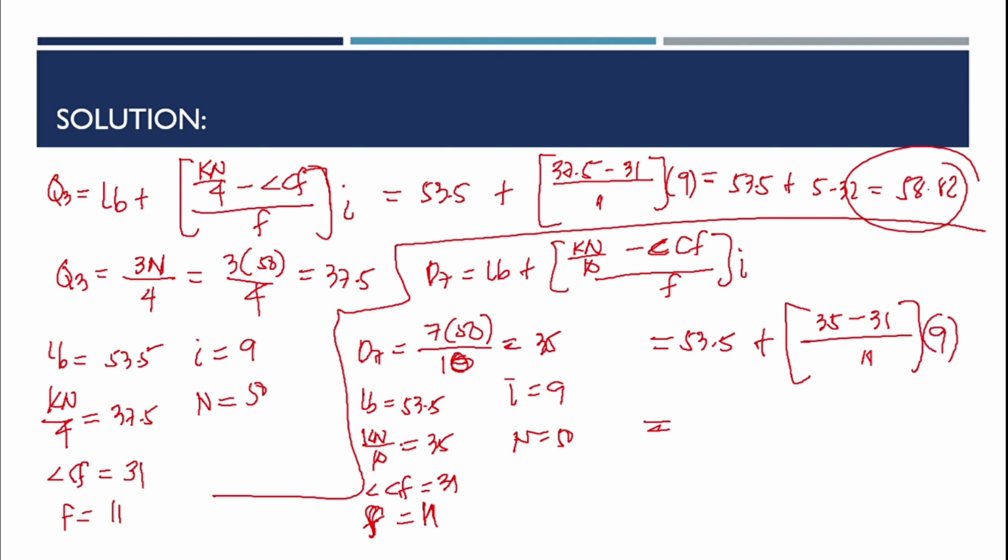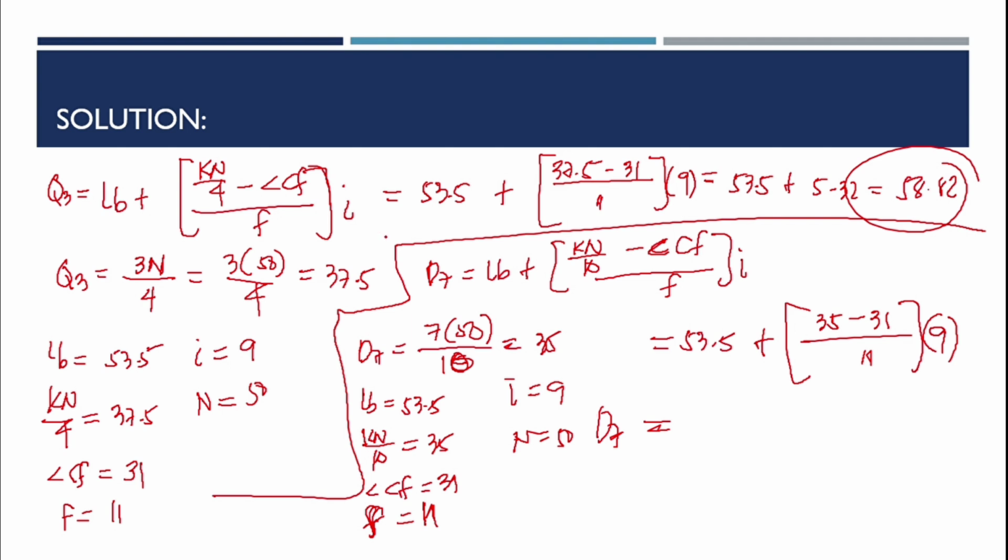So D7 is equal to 53.5 plus 35 minus 31, by the use of calculator, divided by 11, times 9. We have 3.27.